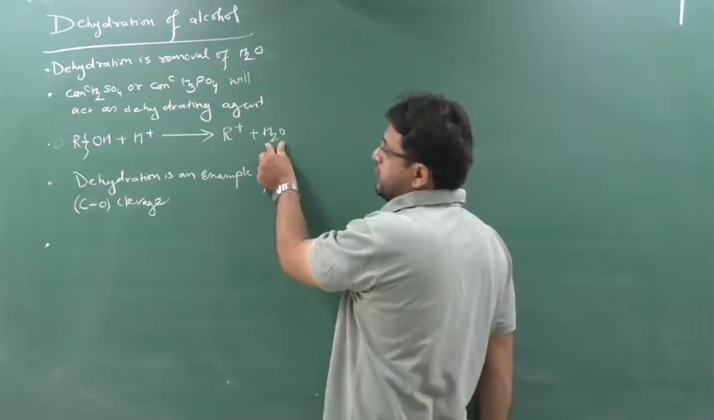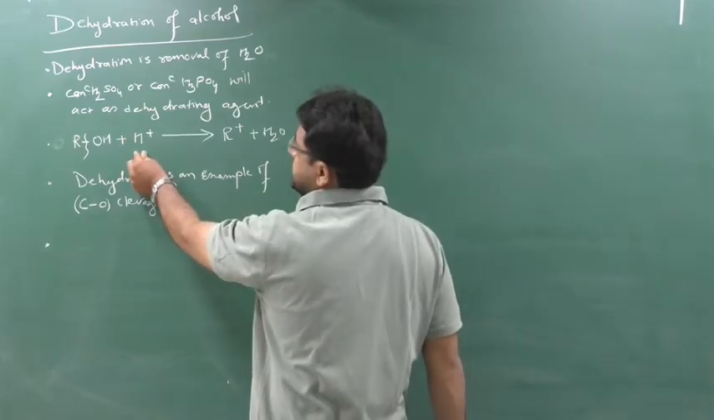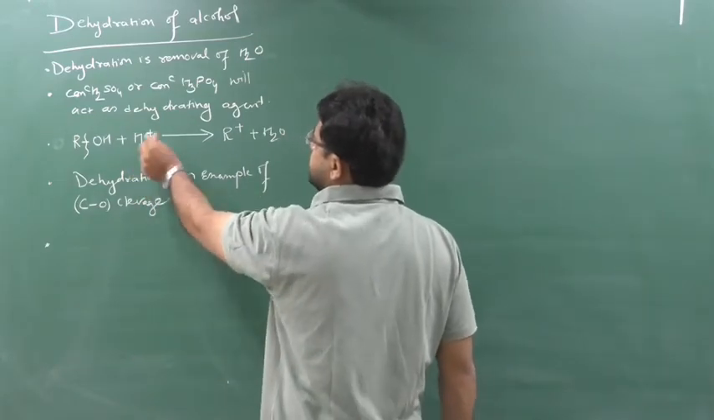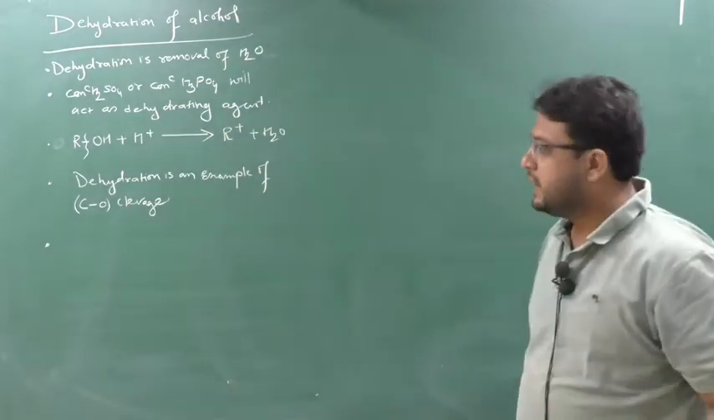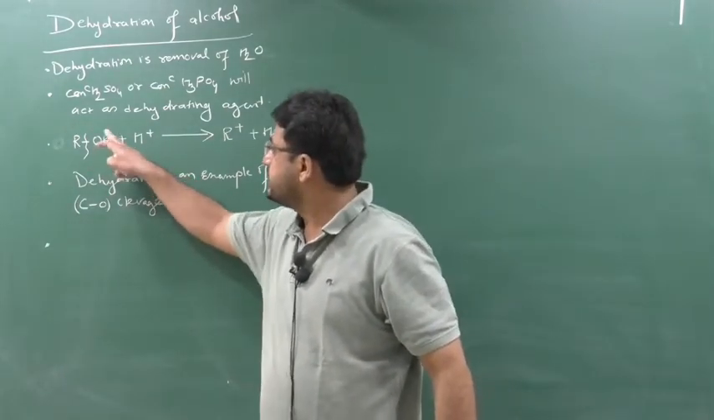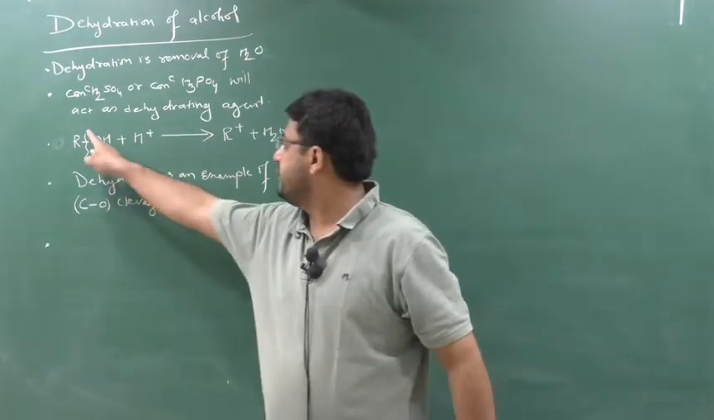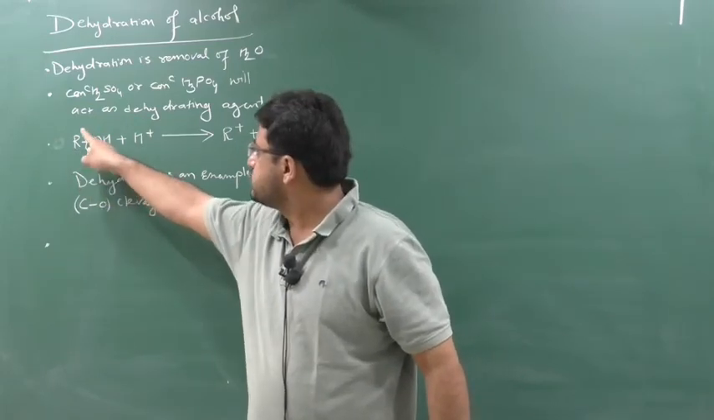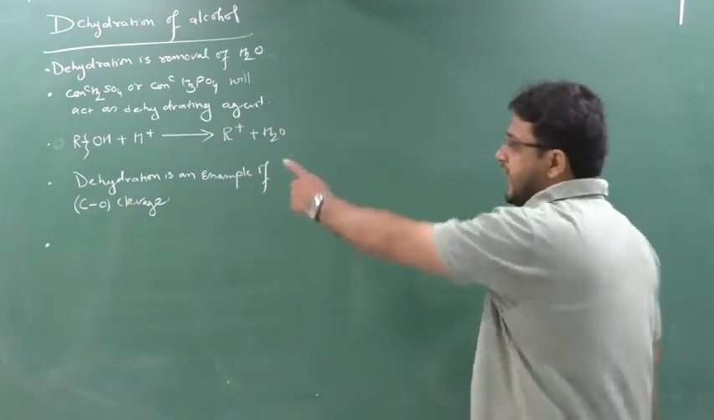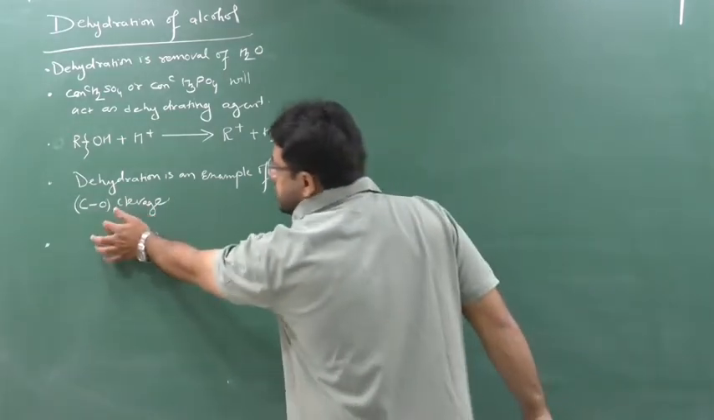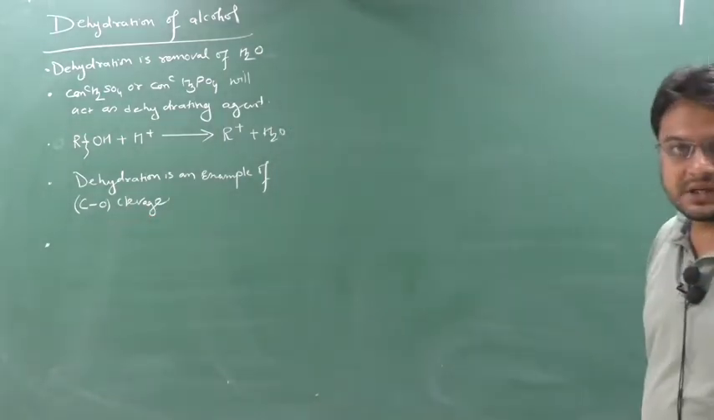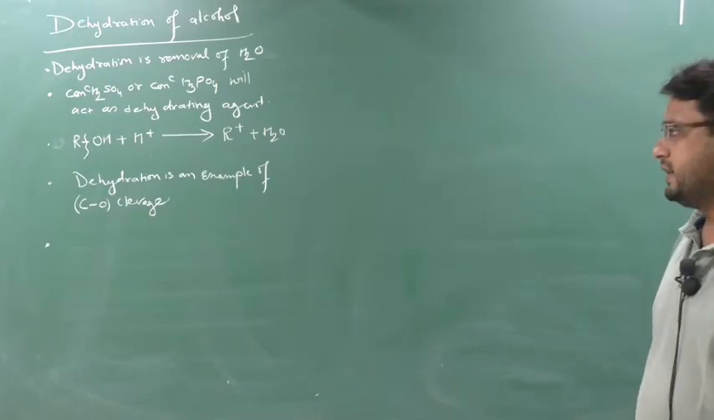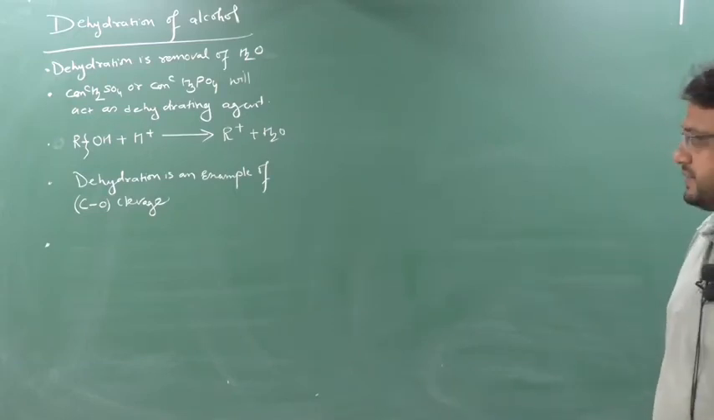So there is a removal of water in the presence of H plus. This H plus is provided either by H2SO4 or by H3PO4. Now this H plus will react with this OH and form water, which means the cleavage should be between R and O. This R is nothing but C, so your cleavage should be CO cleavage. Dehydration is an example of CO cleavage. Clear this part?